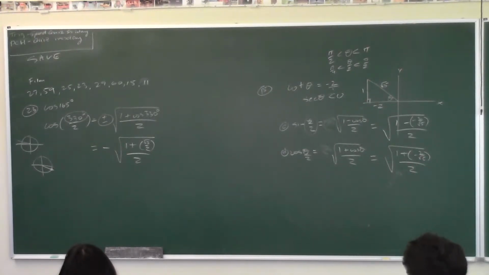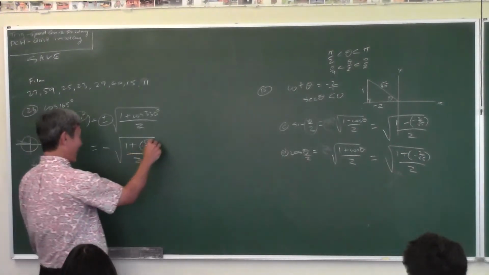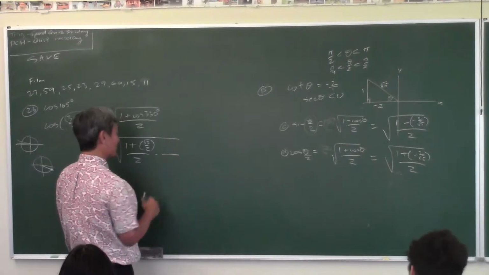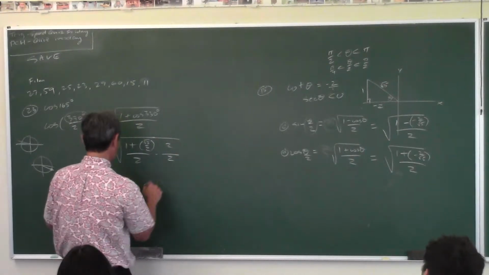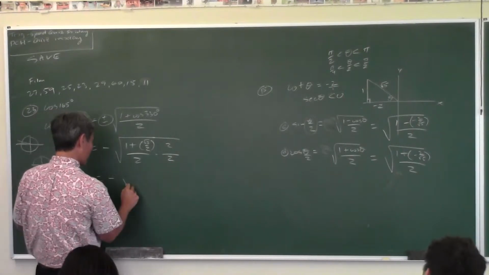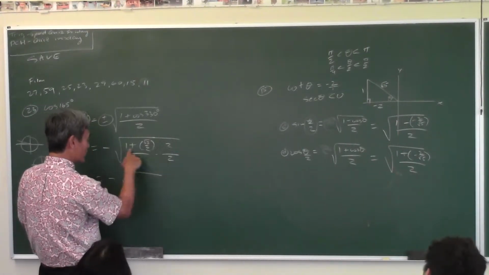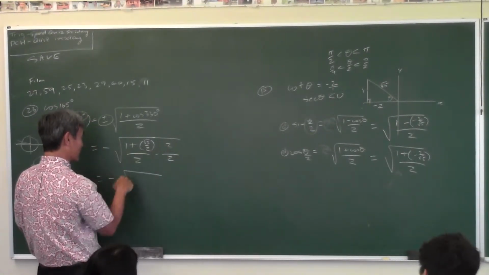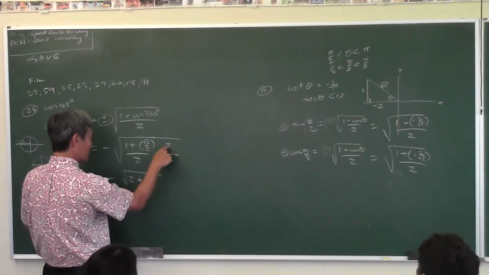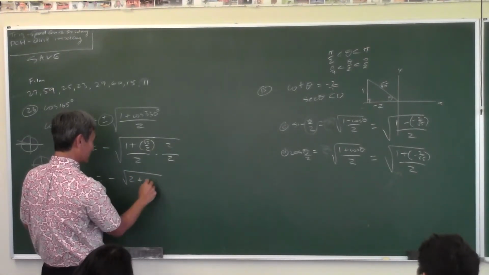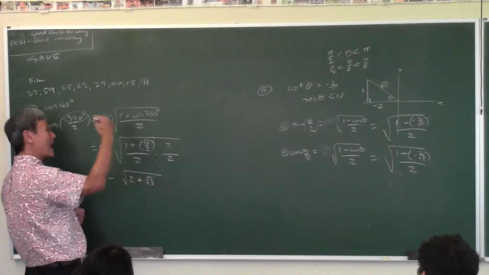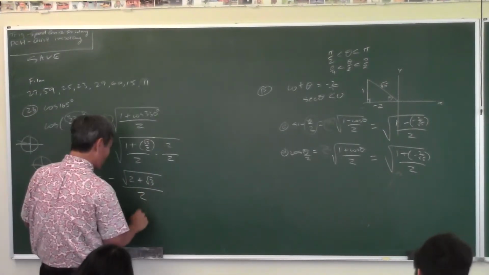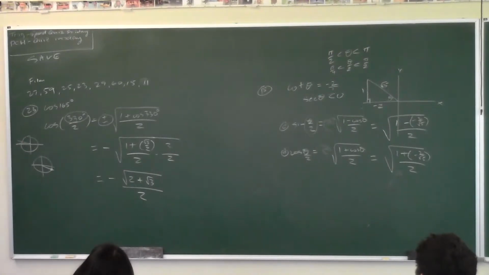Do you need me to simplify it? Okay, when you have fractions within fractions, you multiply top and bottom by the LCD, which is 2. So you're going to get negative square root of, so this 2 has to be distributed, yeah? 2 times 1. 2 times this, the 2's cancel out. And 2 times 2 is 4, but the 4 comes out of the radical as a 2. Boom, there's your answer.